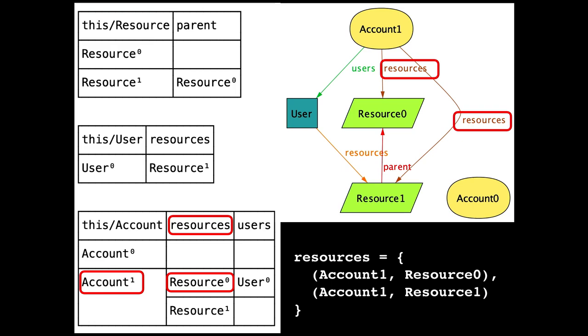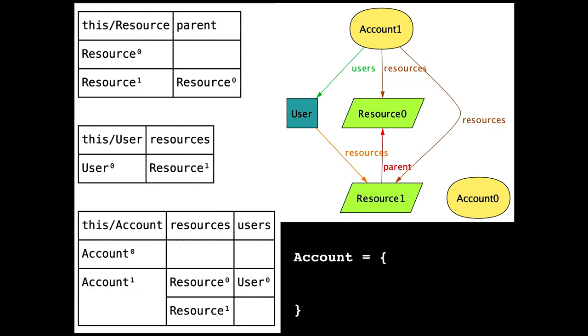If you want to think about it purely textually, resources is actually a set of tuples, where those tuples are the mappings. Account one to resource zero, account one to resource one. That's what resources actually is. That's what these attributes actually are. That's what the arrows actually represent.